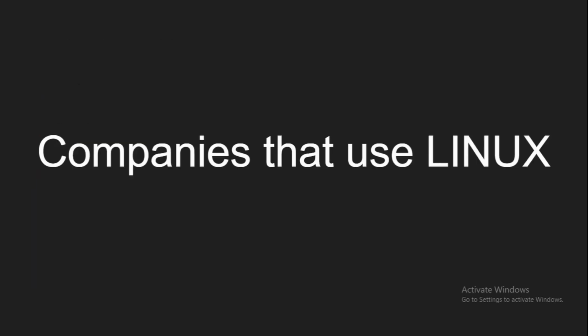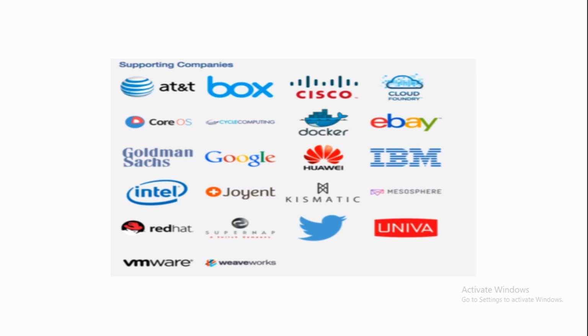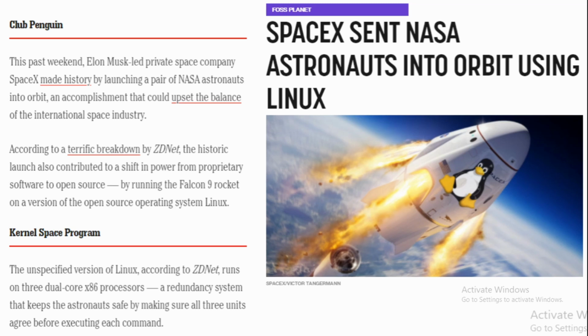Companies that are using Linux: you will see this picture and you will see many tech giants who are using Linux right now. AT&T, Cisco, Google, IBM, eBay, Intel, Red Hat, Twitter, Facebook, Instagram. Every company is using Linux. And also, the SpaceX program used Linux.